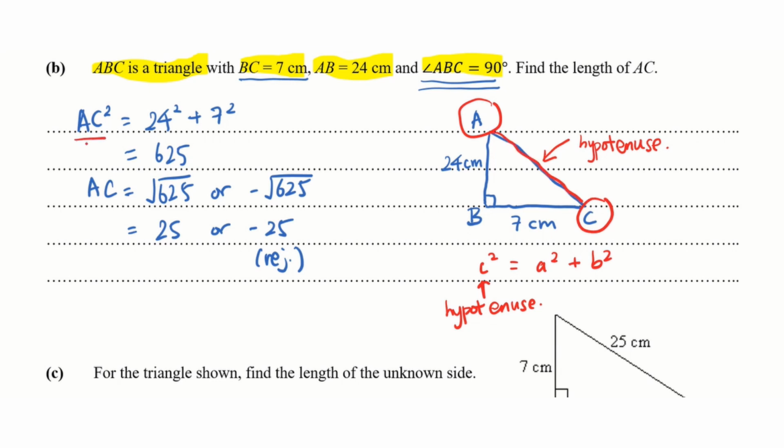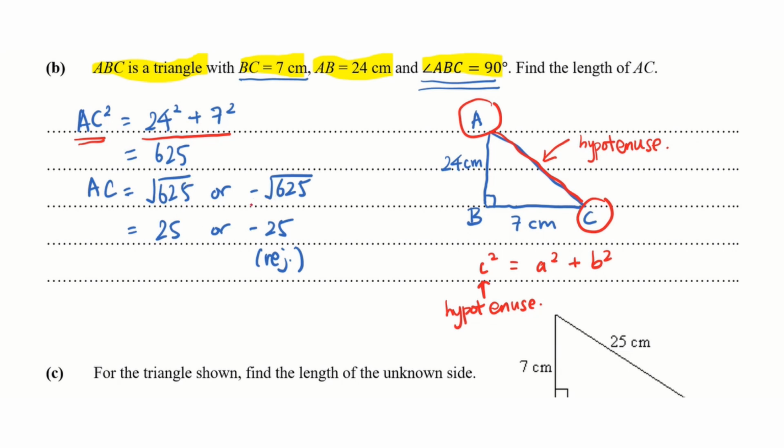So I will write AC squared equals 24 squared plus 7 squared. Likewise, as per what I said in part A, it doesn't matter whether you choose 24 to be A or 24 to be B, because the answer will be the same to give you 625. So now that I want to find out what is AC, the opposite of square is square root. So square root 625 is 25.